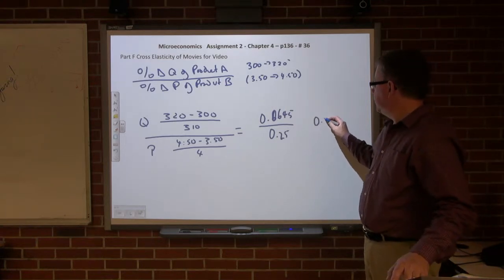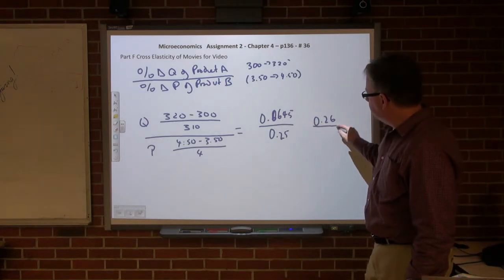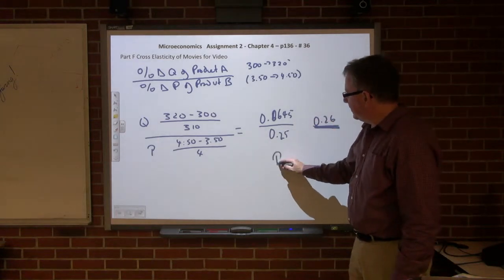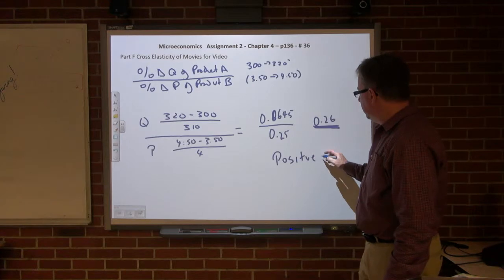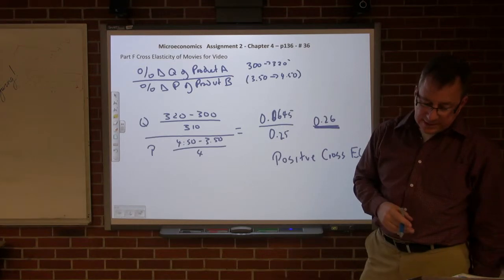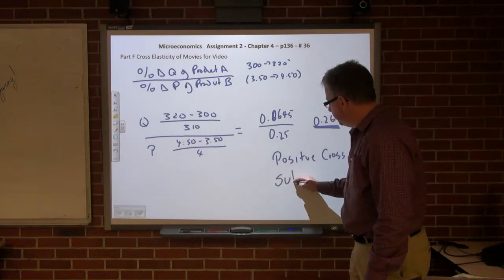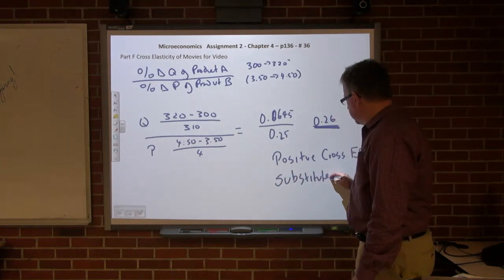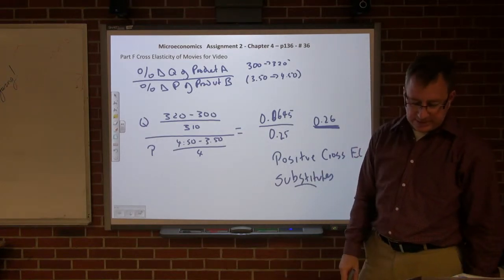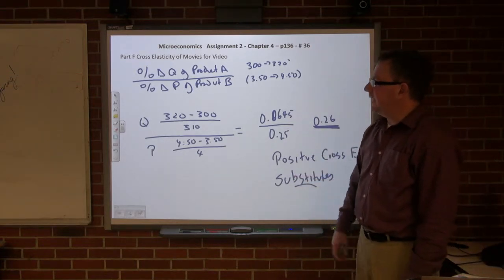So that's 0.26. So what we're most importantly looking for in this cross elasticity is, is it plus or minus? It's plus. So a positive cross elasticity. So we got a positive cross elasticity, and that's an indicator that the products are substitutes. Obviously, if the price of one goes up, people will go and buy the other one. That's basically what's being said there. So there's a good indicator that they're substitutes. That's F, the cross-elasticity.